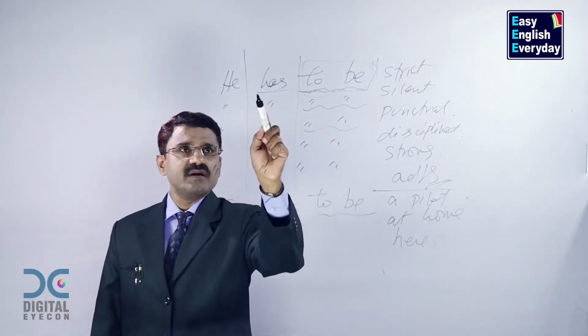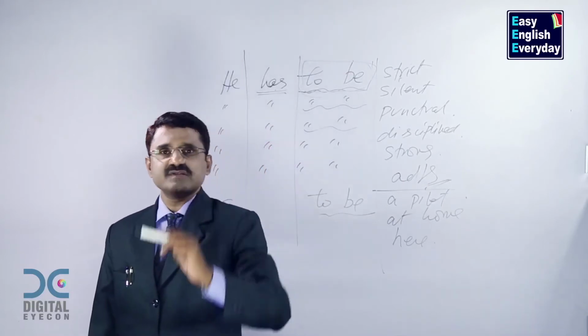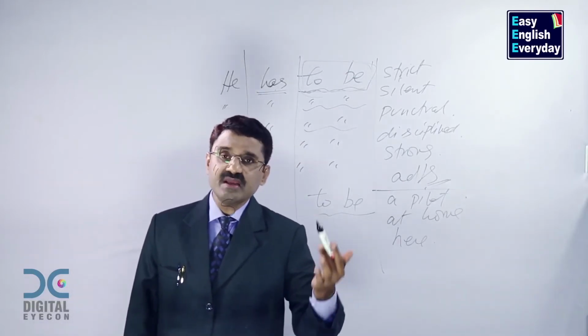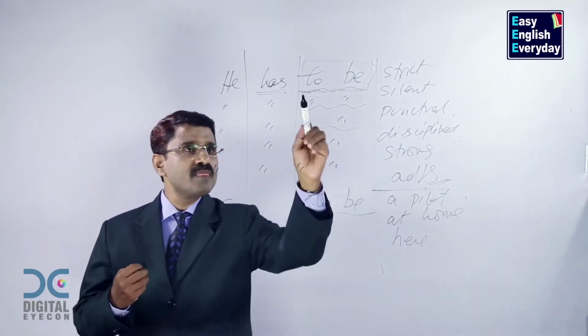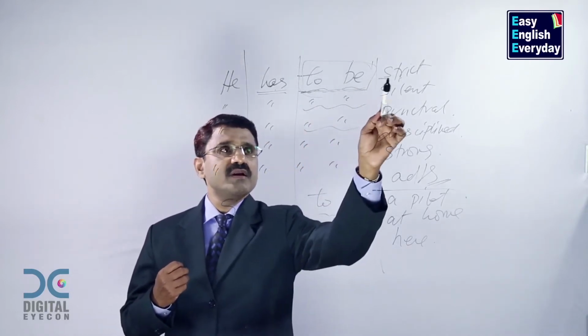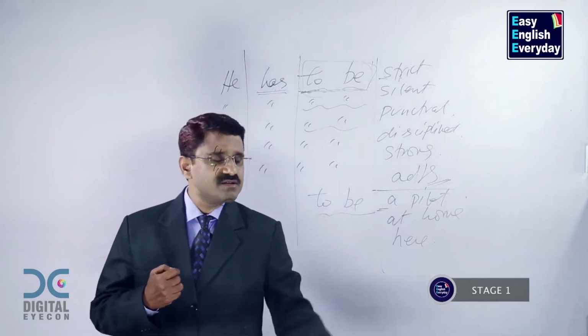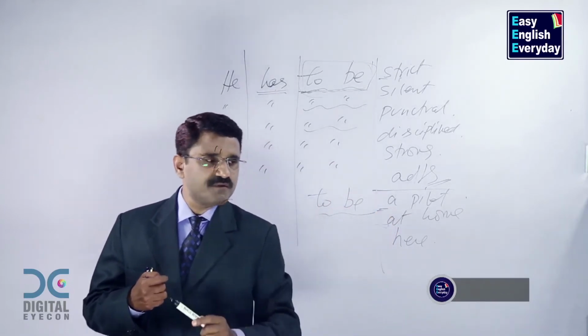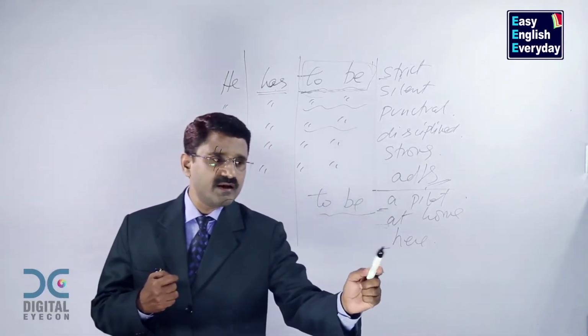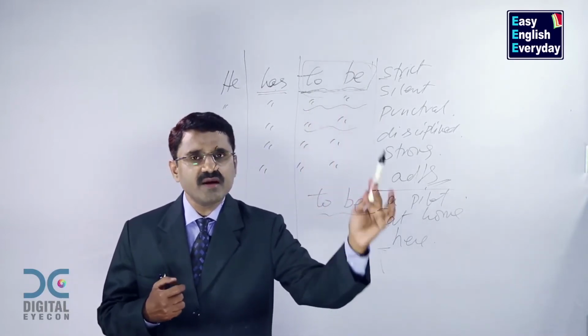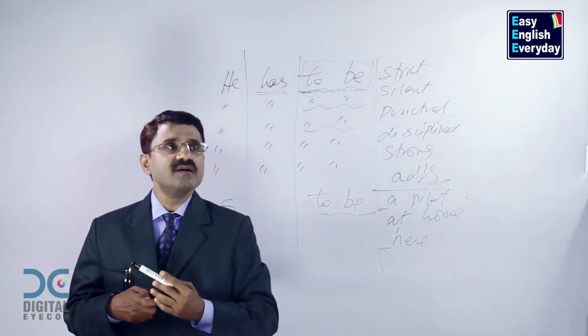I repeat, take has, put any one subject like he, she, it and any singular name, add to be here. You can add an adjective like silent. You can add a noun like pilot. You can add a prepositional phrase like at home or an adverb like here. Then you can make more and more sentences like this.